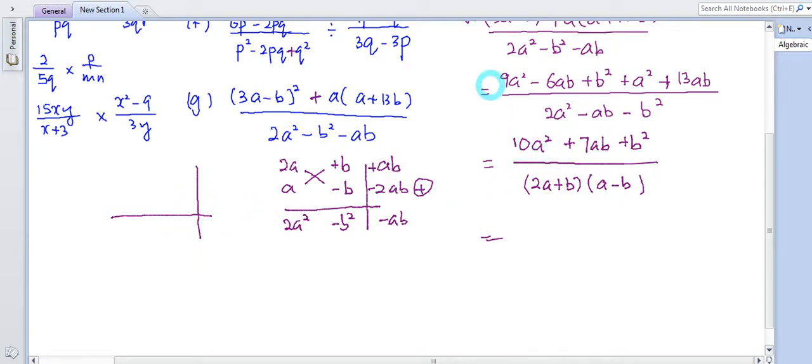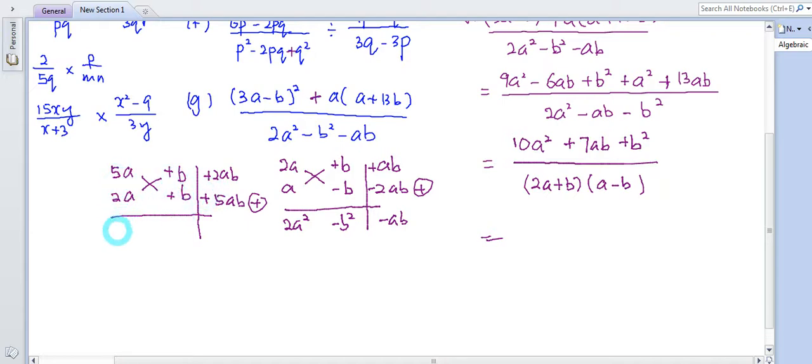10a squared. So what times what you get 10a squared? It can be 10a times a, right? So I think I just try 5a times 2a. Okay. So what times what you get b squared? Definitely will be b, right? 2ab, 5ab. These two add up together, you need to get 7ab. So here will be plus, here will be plus. If here plus, here follow, here plus, here follow.